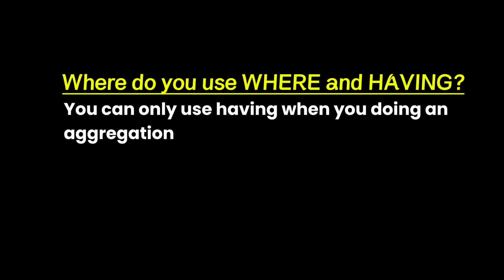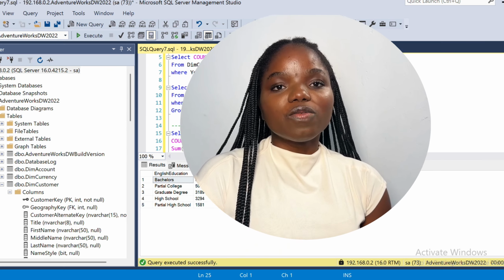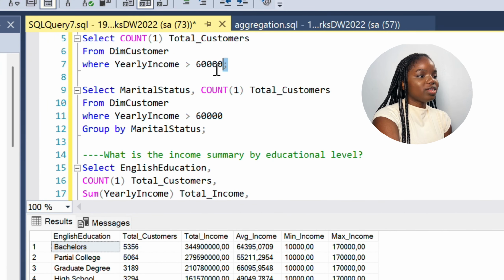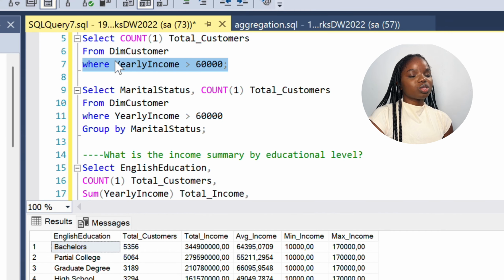But where do you use WHERE and HAVING? You can only use HAVING when you're doing an aggregation. Before you can use a HAVING clause, there has to be an aggregation in your query. And the WHERE condition filters your rows. For example, when we used WHERE here to have $60,000 per annum, any customer that is not earning up to $60,000 will be removed.